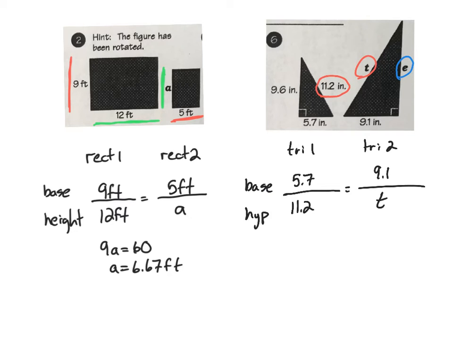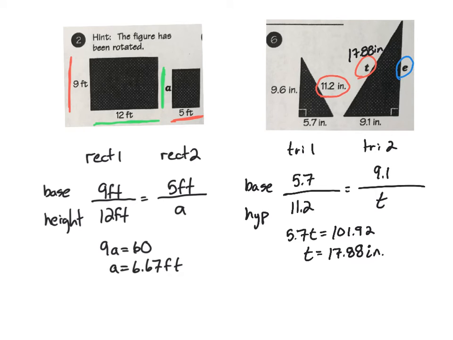So I'm going to cross multiply, and I get 5.7T is equal to 9.1 times 11.2, which gives me 101.92. And if I divide both sides by 5.7, I get 17.88. So T is equal to 17.88. In this particular problem, we're talking about inches. So I have 17.88 inches.